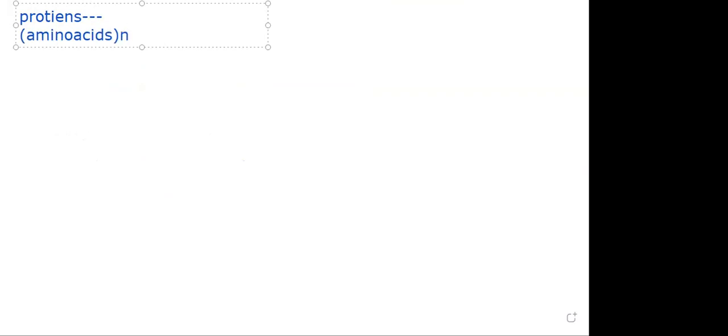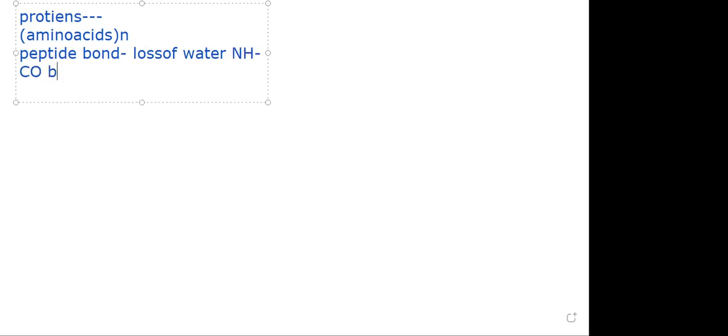N number of amino acids group together by peptide bonds. One amino acid is linked to another amino acid with the loss of water, forming an NHCO bond. The loss of water with the formation of an NHCO bond is called a peptide bond. The proteins are arranged in different patterns. There are four types of proteins we are going to observe.